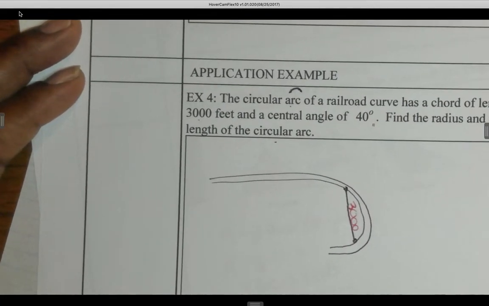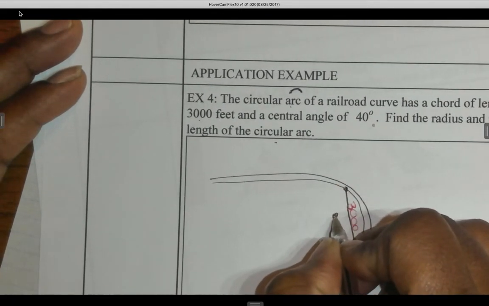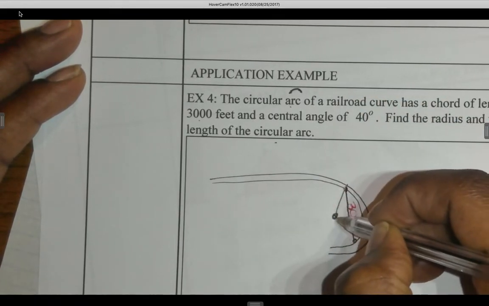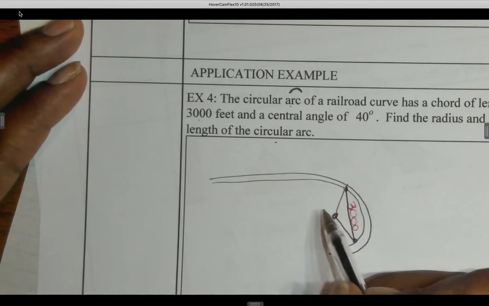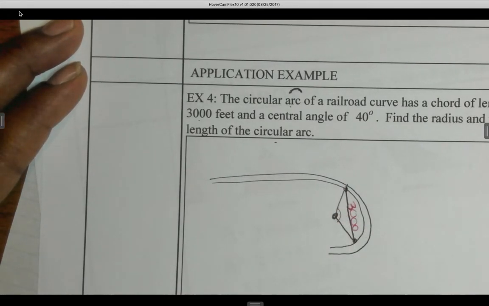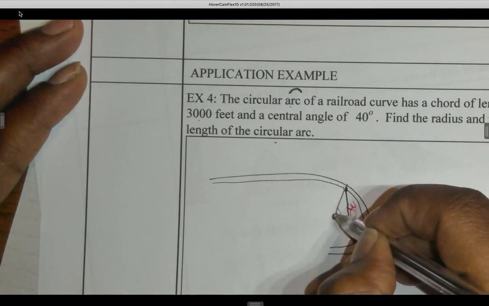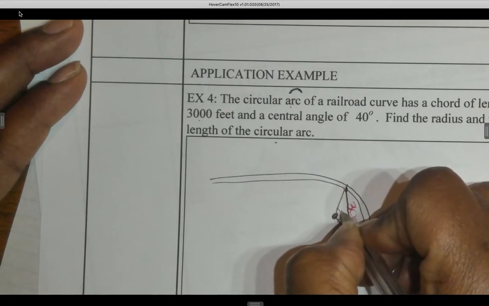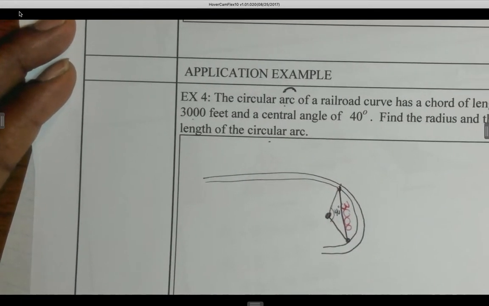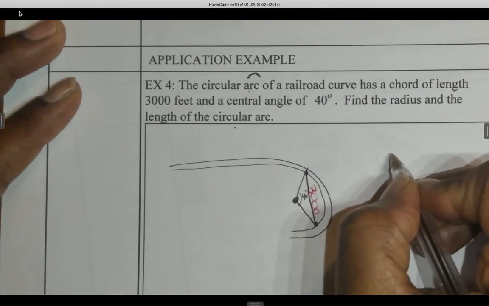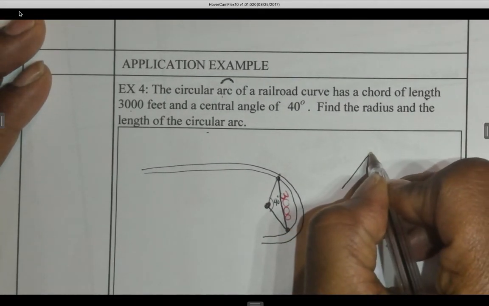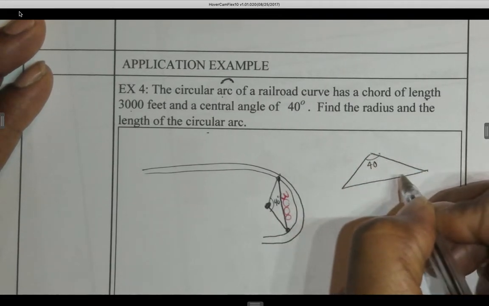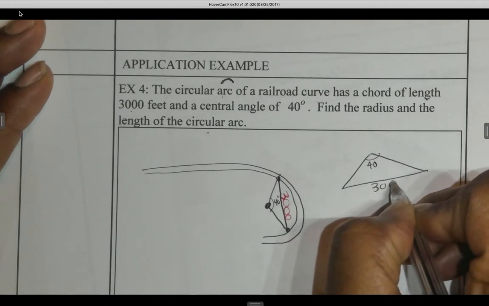And then it says that my central angle, so that means wherever the center of the circle is, right? If I draw a radius out from the center, this angle here is 40 degrees. So that's what a central angle is. I have a circle. If I go from right in the center of my circle to the two radius points, I get 40 degrees. Okay, so I'm going to draw that triangle on the side here. We have 40 degrees here. We know that this long piece is 3,000.